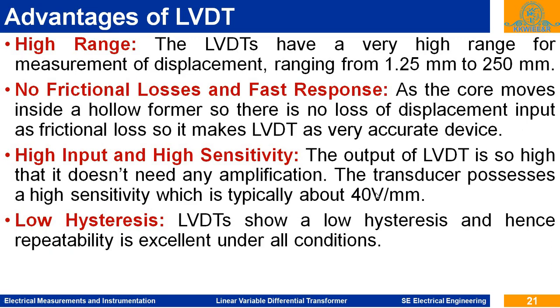The transducer possesses a high sensitivity, which is typically about 40 volt per mm. So it depends on the design, it depends on the size, it depends on the application. This is the typical example, 40 volt per mm. Low hysteresis: an LVDT shows a low hysteresis and hence repeatability is excellent under all conditions.